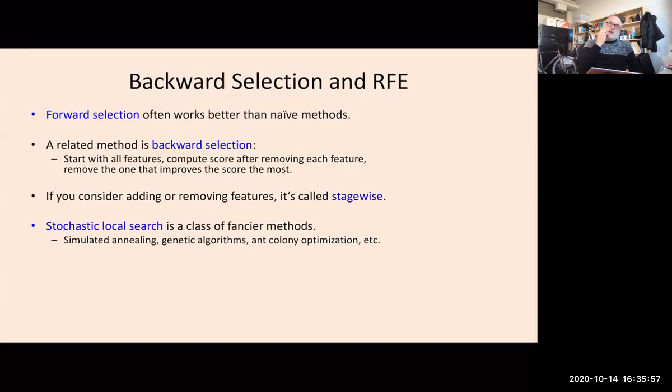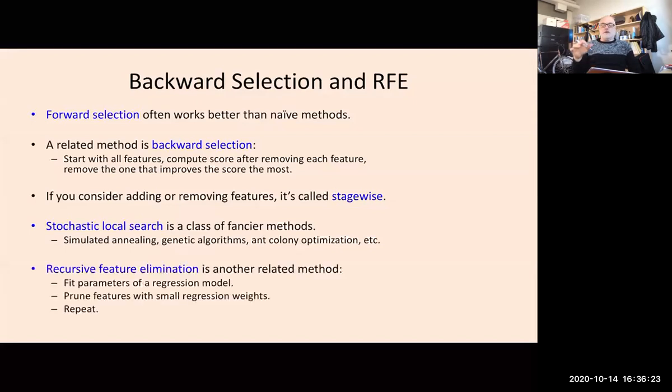There are other ways that you could think about solving this combinatorial optimization problem. Stochastic local search is one of them. You can think about basically just making random modifications to the feature set that's currently in play, testing that random step, and if it's better, you go there. If not, you stay where you are, and you just do this for a long time, and eventually you'll kind of walk to a good set of features in this combinatorial space. And recursive feature elimination is the name for another related method where you fit the regression model, prune features with small regression weights, and then you do this all over again.